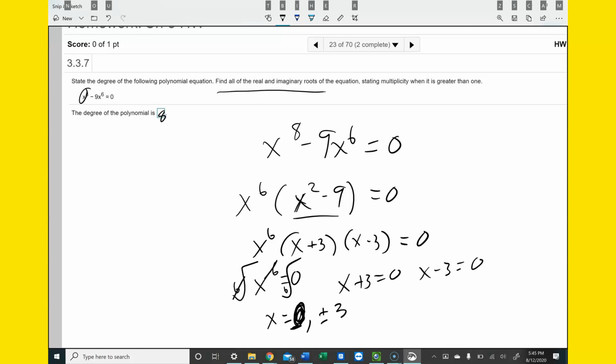It wants me to state the multiplicity. So the multiplicity of the root 0 is 6. The multiplicity of 3 is 1. The multiplicity of -3 is also 1, because they only occur once.